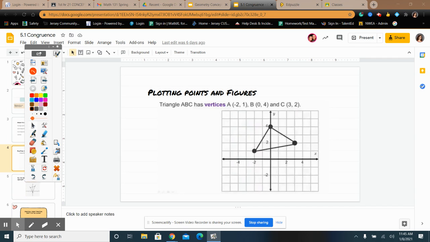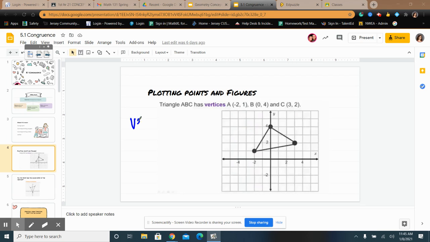Let me get my pen going here. Vertex is just a point on a polygon. And when you say vertices, that means more than one point. That's the plural of it. So when we graph these, remember this is the X and then this is the Y. So you go left and right and then up and down. So -2, up 1, and then 0, 4, and then 3 and 2. And when it says vertices, those are the points, and then you can get a straight edge and connect those. And we see that it's a nice little triangle.